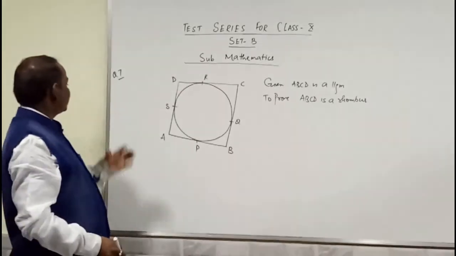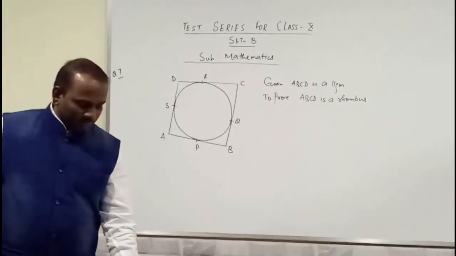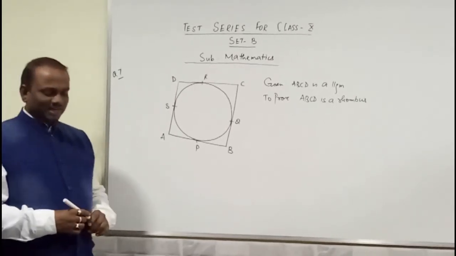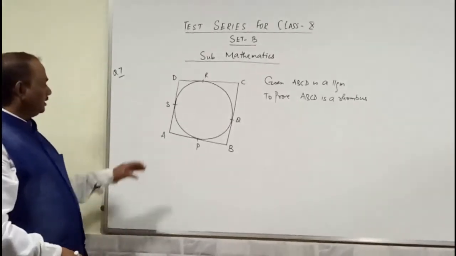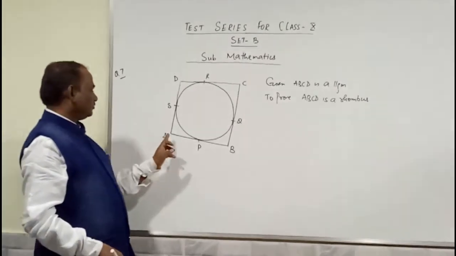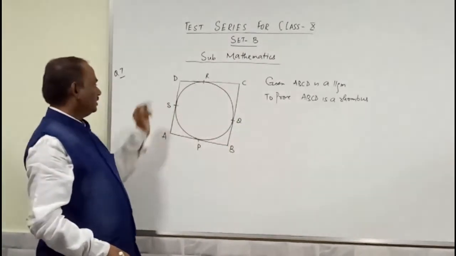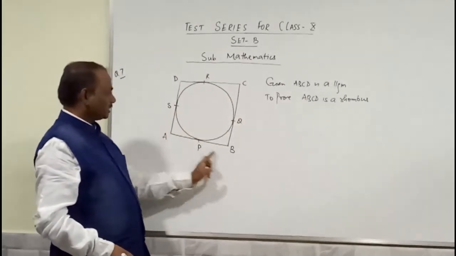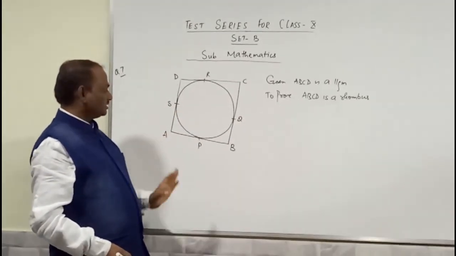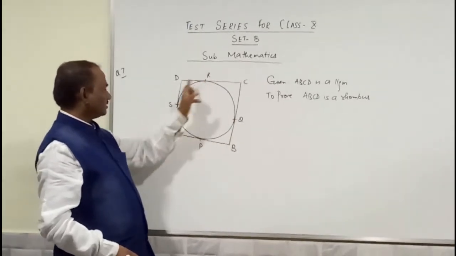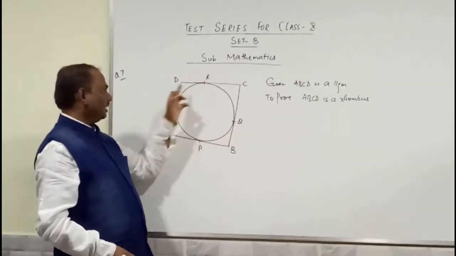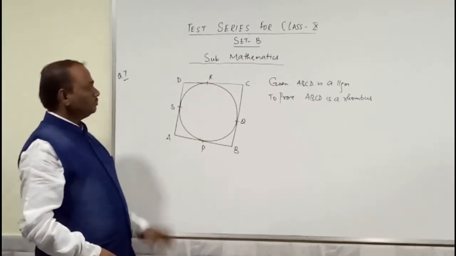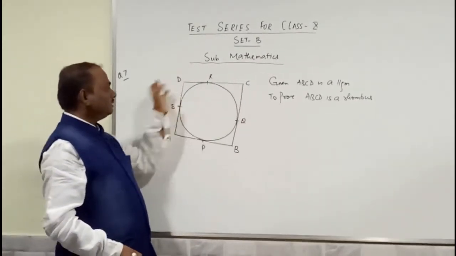The next question is question number 7 of your test paper, which says: prove that a parallelogram circumscribing a circle is a rhombus. Here you can see in this figure, I have drawn a parallelogram ABCD and it is circumscribing the circle. Circumscribing means enclosing, in such a way that it touches the circle. So here at P, Q, R and S, this parallelogram is circumscribing the circle. And we need to prove that this parallelogram ABCD is a rhombus.